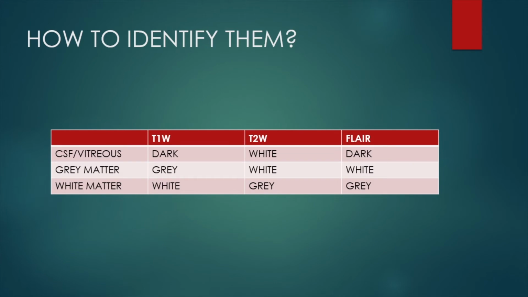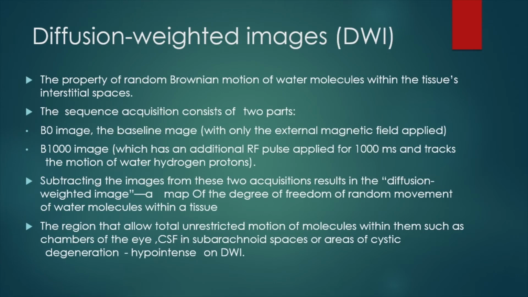Diffusion weighted image: the property of random Brownian motion of water molecules within the tissue's interstitial space is used in this sequence. The sequence acquisition consists of two parts, a B0 baseline image with only the external magnetic field applied, and a B1000 image which has an additional radio frequency pulse applied and tracks the motion of water hydrogen protons. Subtracting the images from these two acquisitions results in the diffusion weighted image. So the map of the degree of freedom of random movements of water molecules is obtained within the tissue.